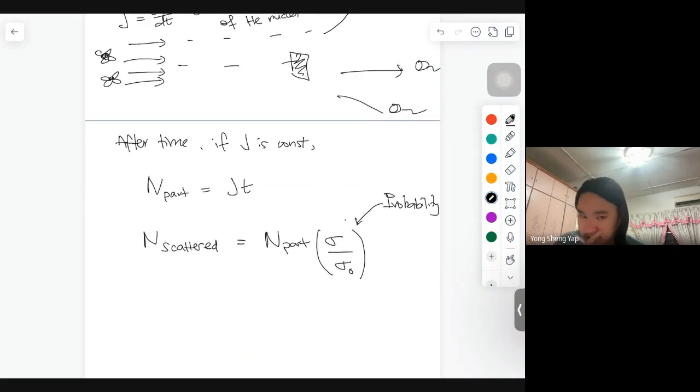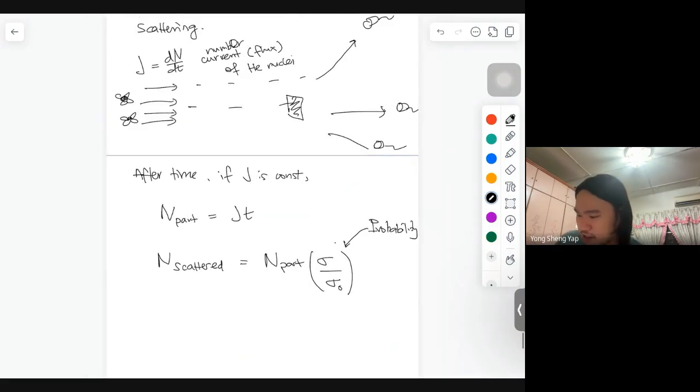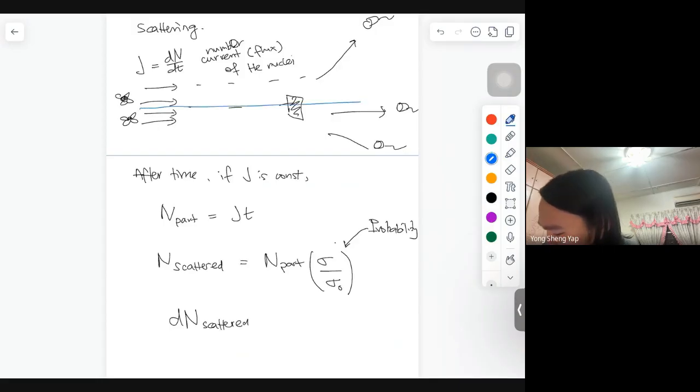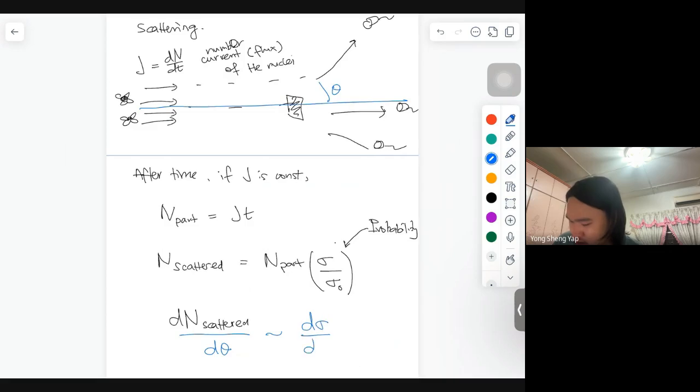By analyzing the probability of the particles being scattered as a function of the angle, which is something like d sigma over d theta, we can sort of understand the force that is doing this scattering.